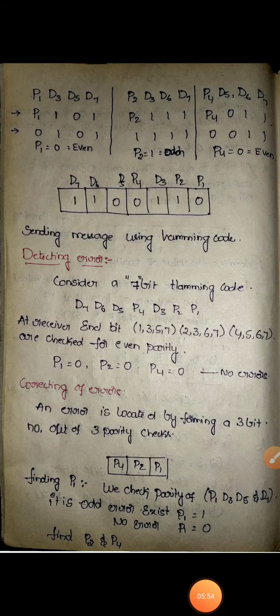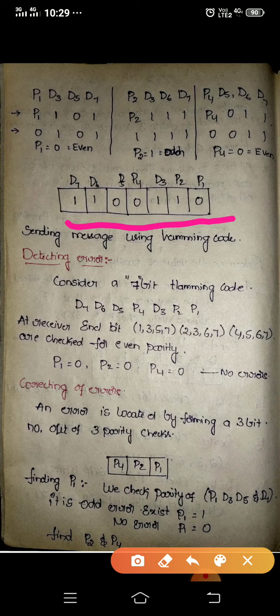Yeah, so we'll take the parity bits P1, P2, P4. For P1, which data bits are we going to consider? Just have a look at the box over here. First is P1. P1 is associated with D3, D5, D7.